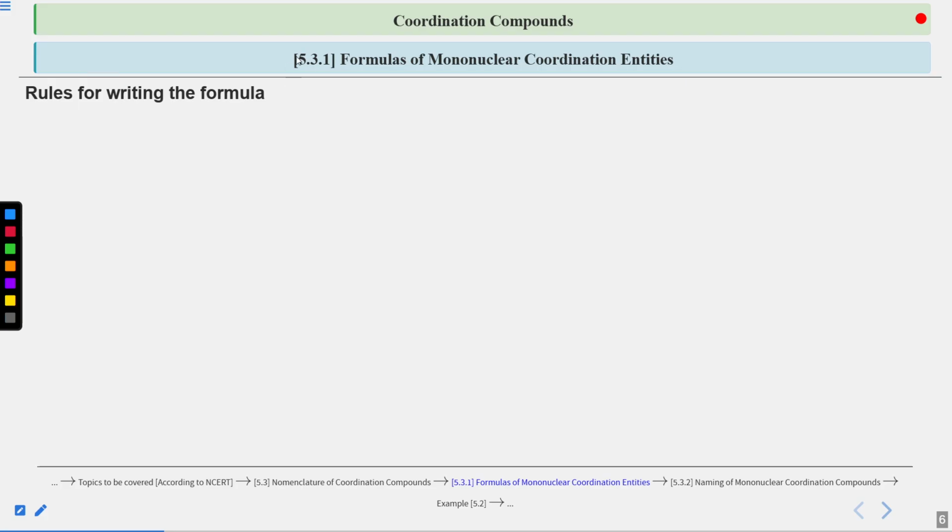So let's begin section 5.3.1, covering the formulas of mononuclear coordination entity. Let's first see the rules for writing the formula of any complex compound. A chemical formula is a concise way to show what a compound is made up of. So if you have a compound's formula, using that chemical formula you can show in a short way what the compound is made up of.